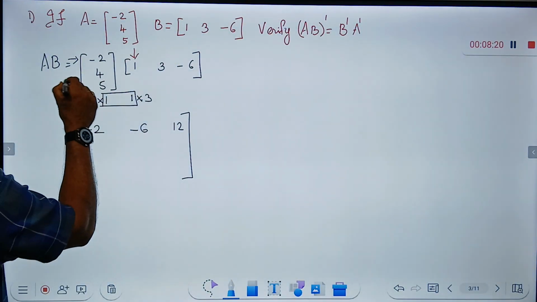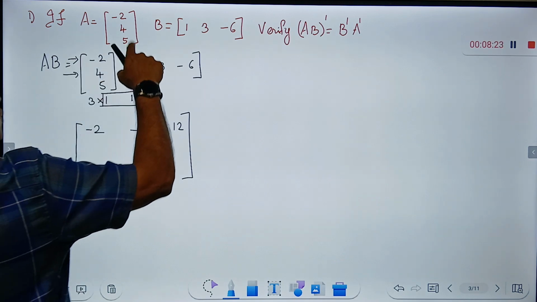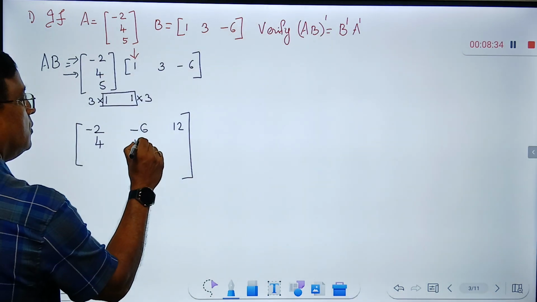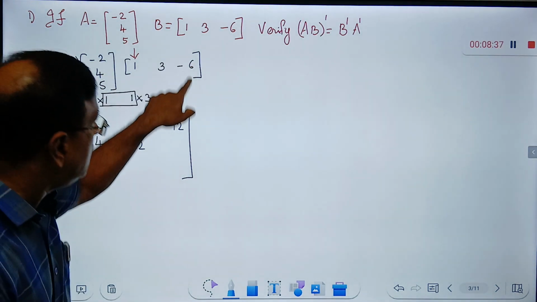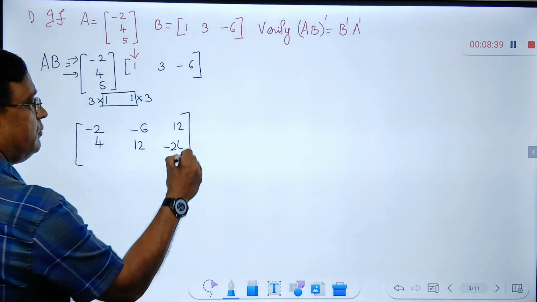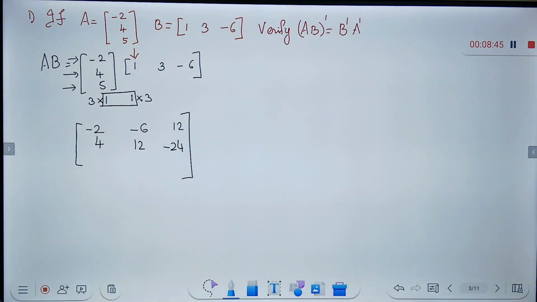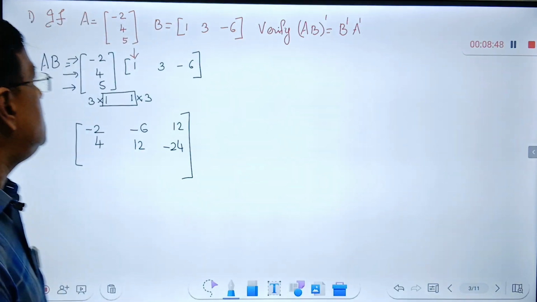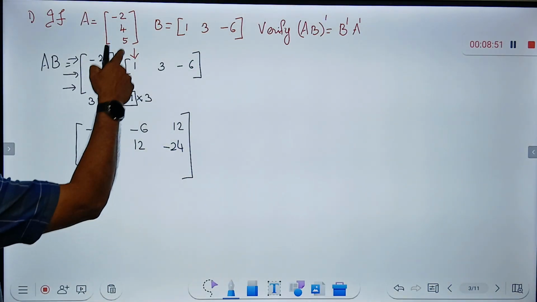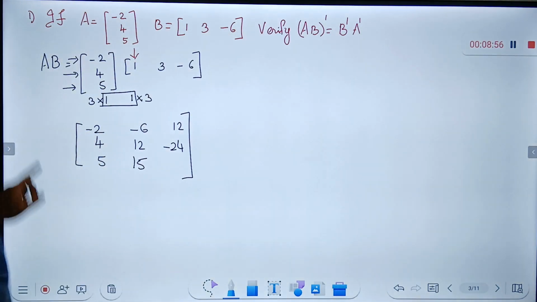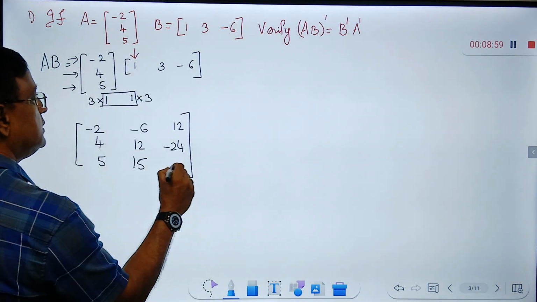Now what do you do? Go to the next row. Second row, first column. What is second row, first column? 4 into 1 is 4. Then second row, second column, 12. Second row, third column, minus 24. Very easy. Since it is one element, it's easy to multiply. We don't have to add. Third row, first column. What is third row, first column? 5 into 1 is 5. Third row, second column, 15. Third row, third column, minus 30.